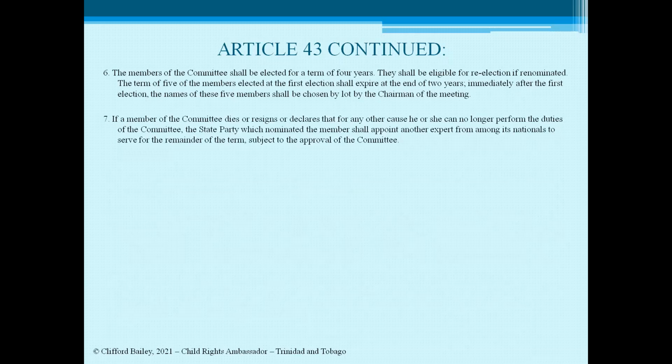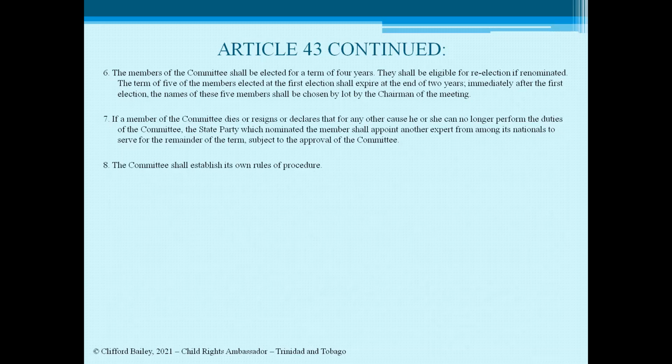If a member of the committee dies or resigns or declares that for any other cause he or she can no longer perform the duties of the committee, the state party which nominated the member shall appoint another expert from among its nationals to serve for the remainder of the term, subject to the approval of the committee.